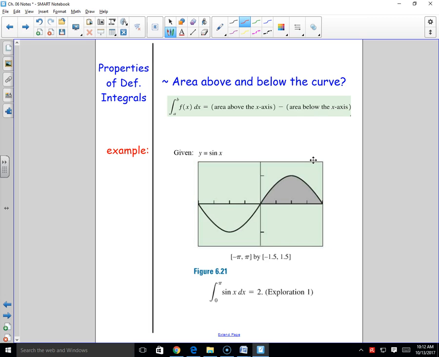Yes, because what they're saying is area is technically always positive. You assign the negative when you're dealing with it and it's below.